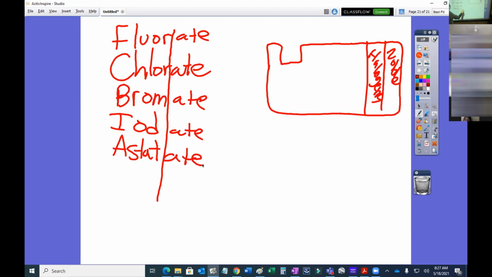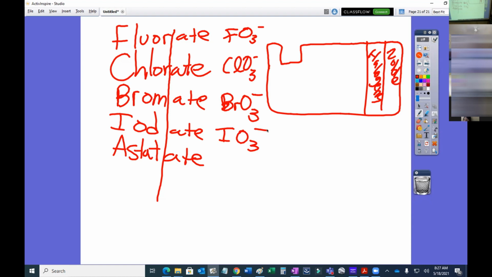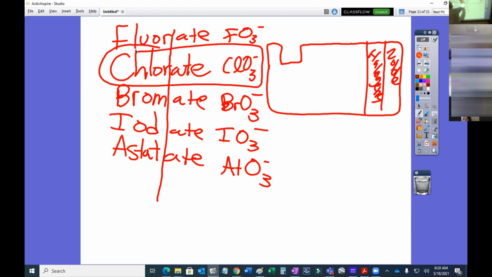Now you memorized chlorate, I hope, as ClO3 negative. You do the same thing. You substitute the symbol for fluorine, and you get FO3 negative. Substitute the symbol for bromine, and you get BrO3 negative. Notice the charges are the same, the number of oxygens are the same. IO3 negative, iodate. AtO3 negative, astatate. They all have the same charge. They all have the same proportion of oxygens. So if you learn chlorate, you've learned 5 ions.